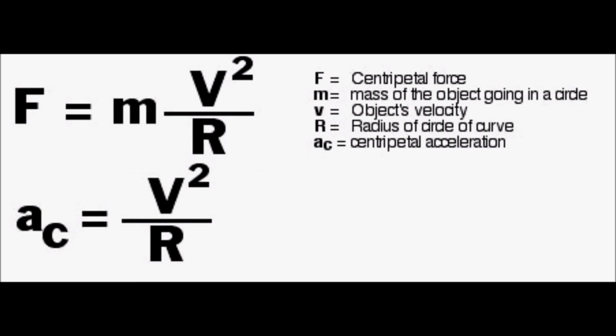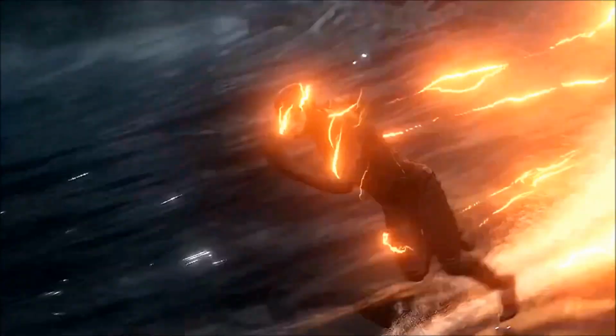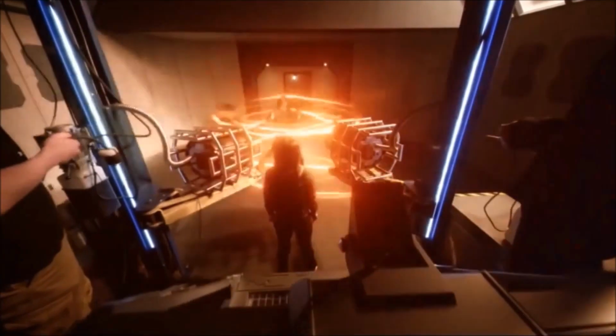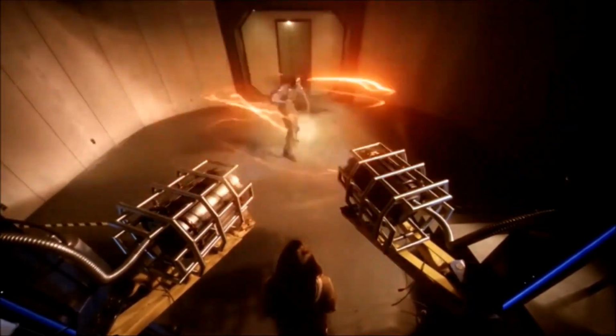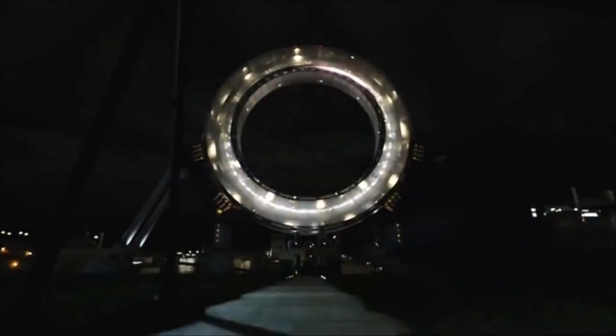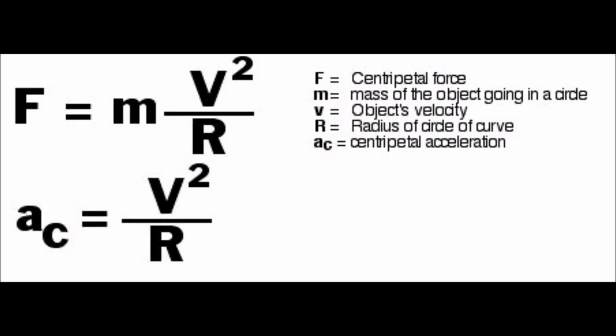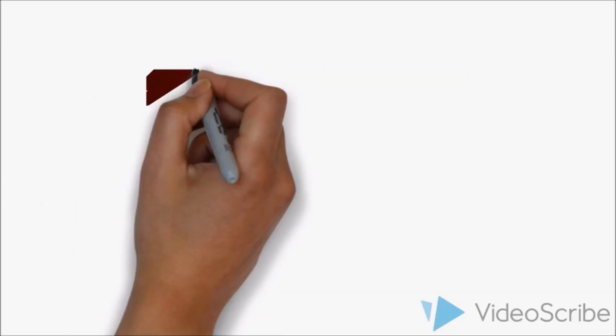The centripetal force can be represented by the equation F equals mv squared over r, where m is the mass, v is the object's velocity, and r is the radius of the curve. Uniform circular motion can be described as the motion of an object in a circle at a constant speed. In this case, the Flash is running around the metahuman at a constant speed, meaning his velocity is changing. Since his velocity is changing, the Flash is accelerating. This is known as centripetal acceleration. The centripetal acceleration can be calculated with the equation a equals v squared over r.